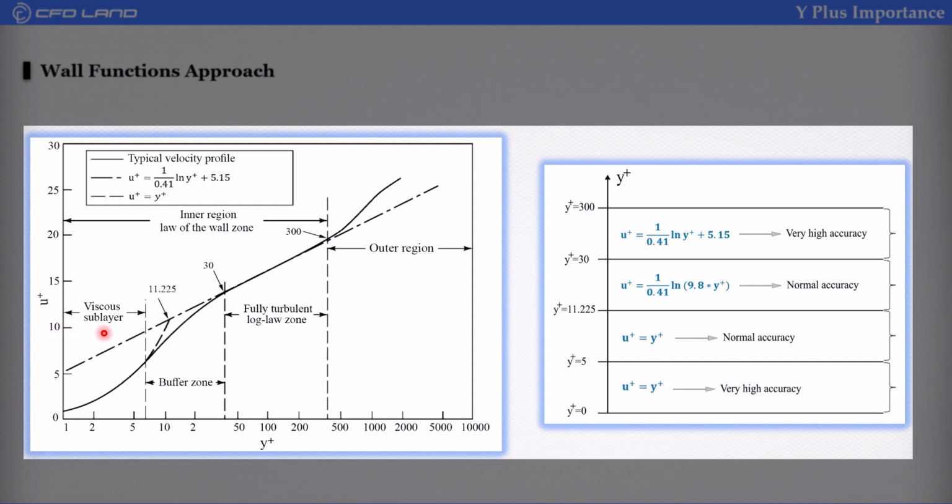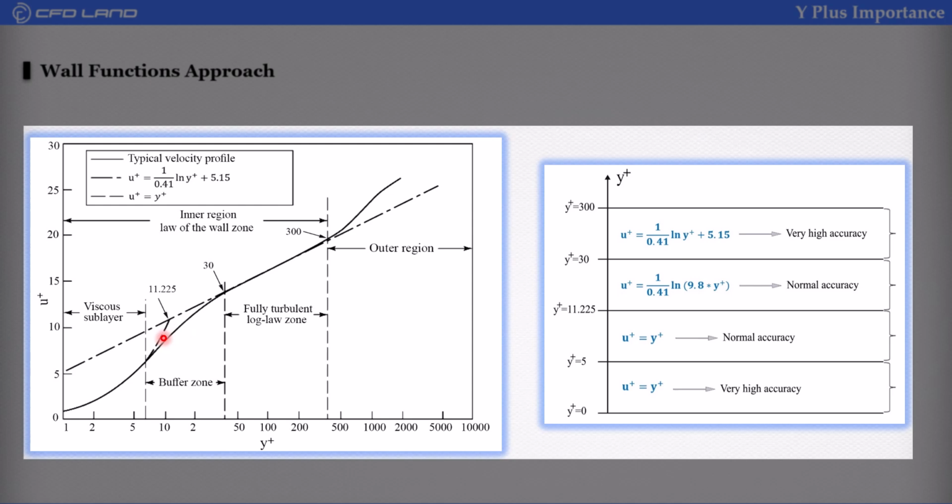As you can see, in the viscous sublayer, the linear equation is a good match with the profile. And in the fully turbulent or log-law zone, the logarithmic equation is a good match. In the outer region, the equation diverges from the profile. And in the buffer zone, both equations are inaccurate.